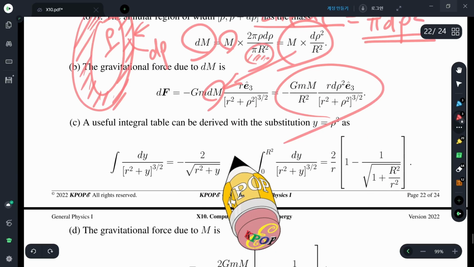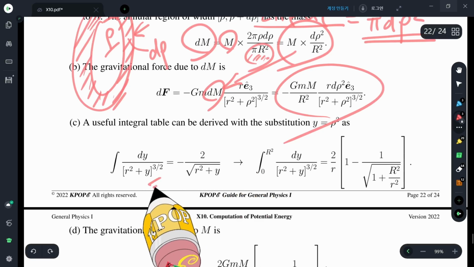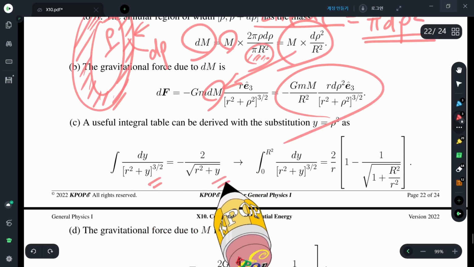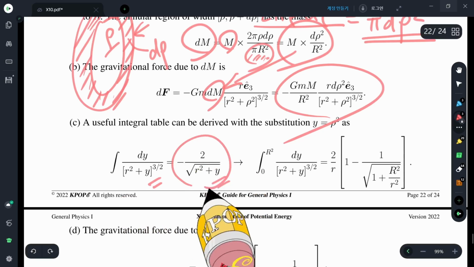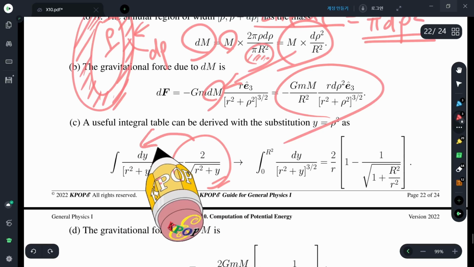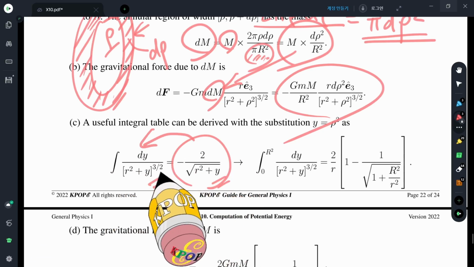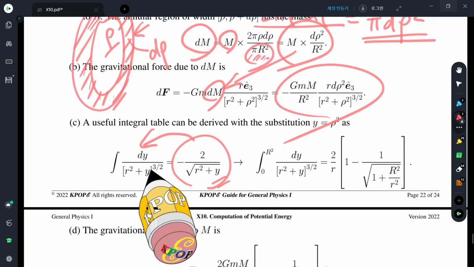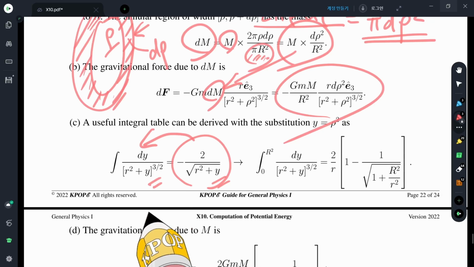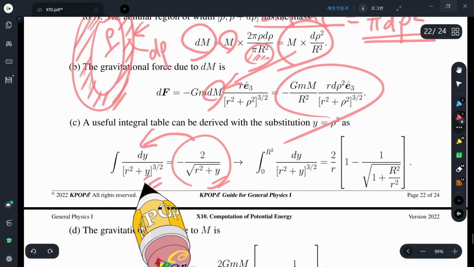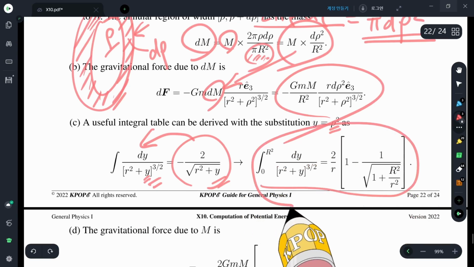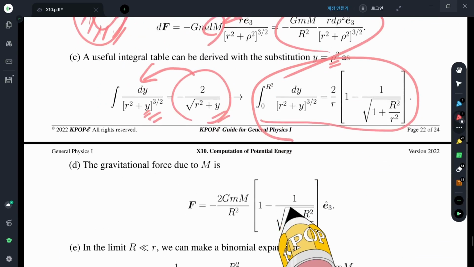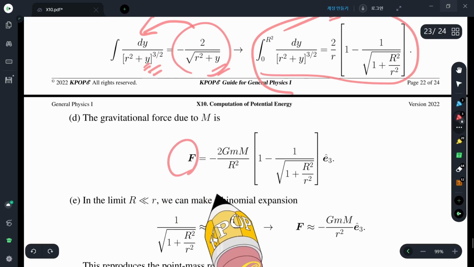Then I have this integral. What should I do? Integral table. You can just use this. If you don't agree, why don't you take the derivative? If you take the derivative, you'll find this, and then you have completed the integral table. Then substitute y as rho squared, and this completes the integral. And the final result for the force is of this form.